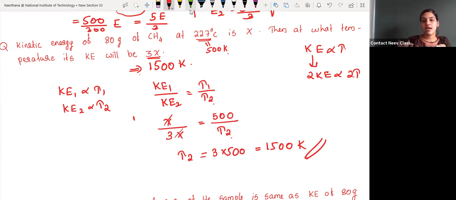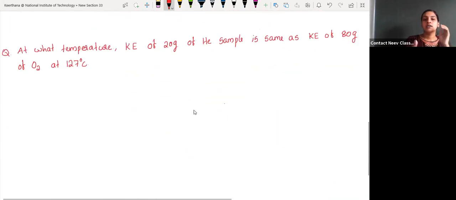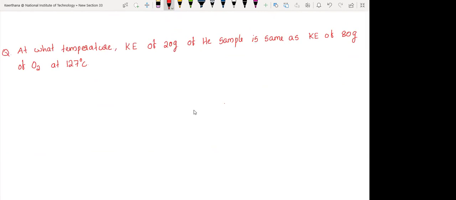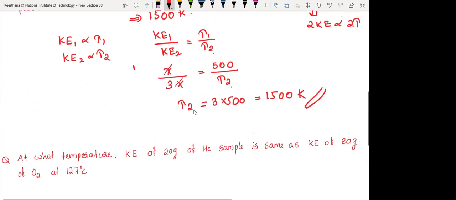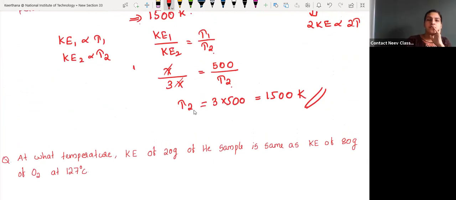Just for understanding, I write these things, and you don't need to think about it. If it is a subjective question, you should write the steps. If it is an objective question, you can simply say it is tripling and temperature should triple, so 1500 is an easy question. And if you are following K is equal to 3 by 2 RT, it is a difficult question. Ma'am, can you just scroll back up to the question? Is it okay? Yes, ma'am.